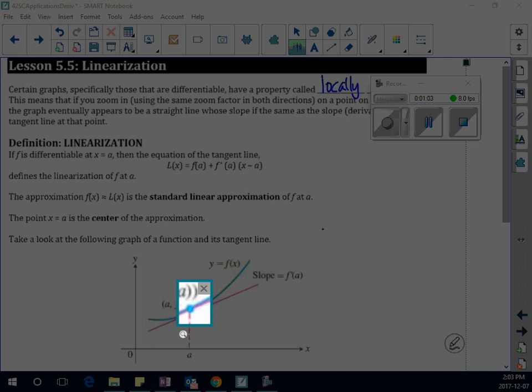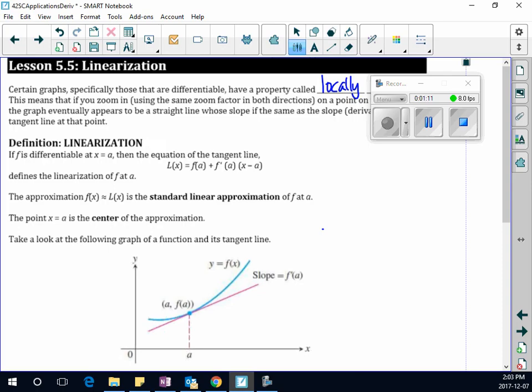It's supposed to zoom in here. So do you see the blue curve almost looks like it's the same as the red line that was there behind it? When you zoom in so close, it looks like it's basically a straight line. So that's what I'm trying to say there.